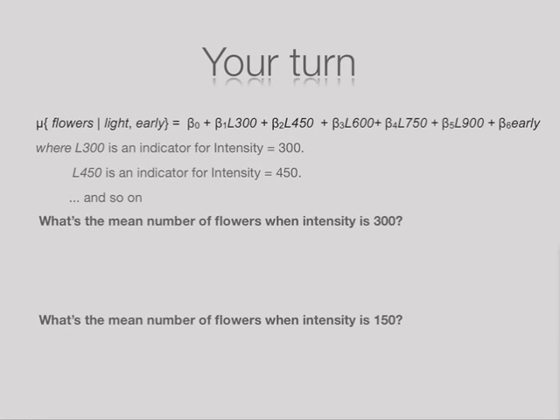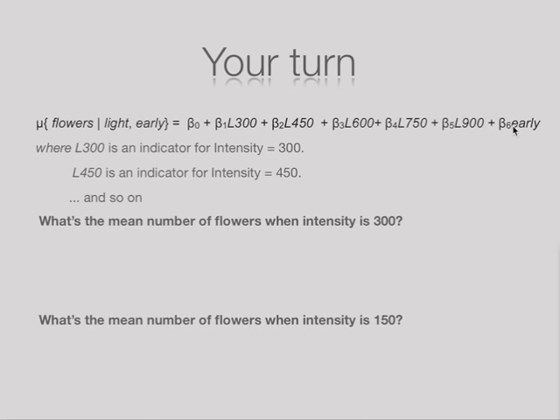Here's another example of finding the model for a mean. In this case, we have a model with multiple indicator variables. So the model is that the mean number of flowers is a function of the light intensity and the timing, is some intercept, plus here's our first indicator variable, L300. We're told that's an indicator variable for intensity taking the value 300. And we can see there's a few of them, another 4 for different intensities.